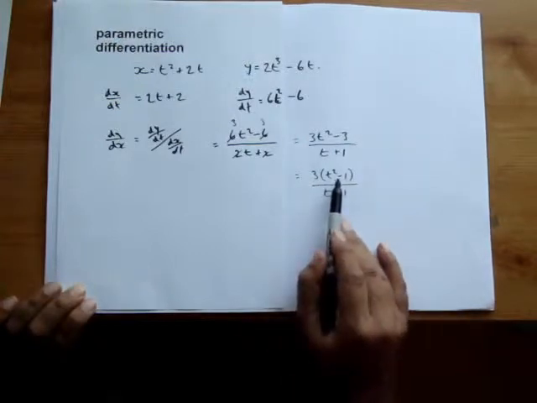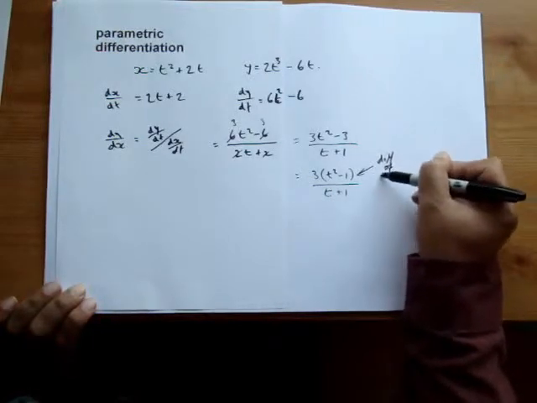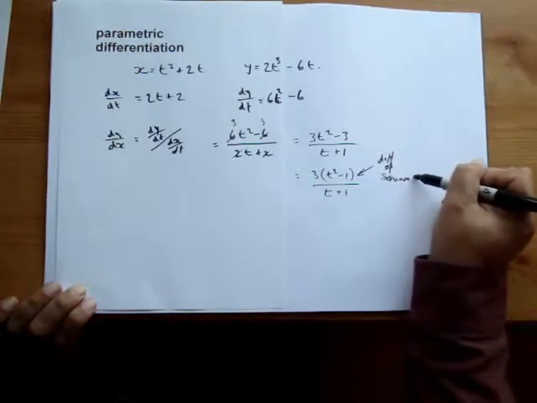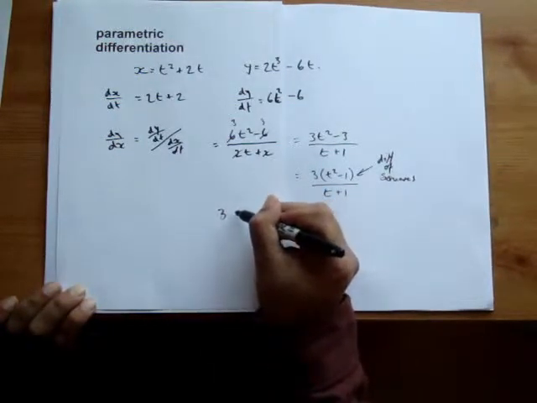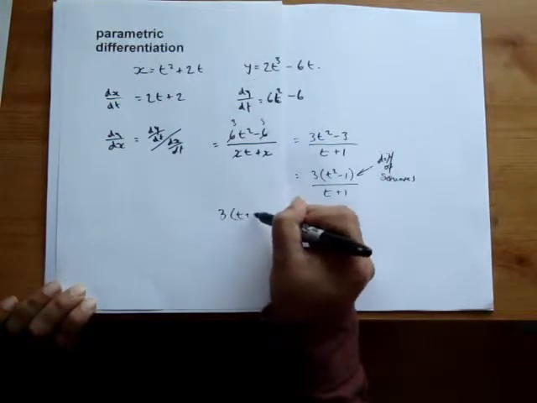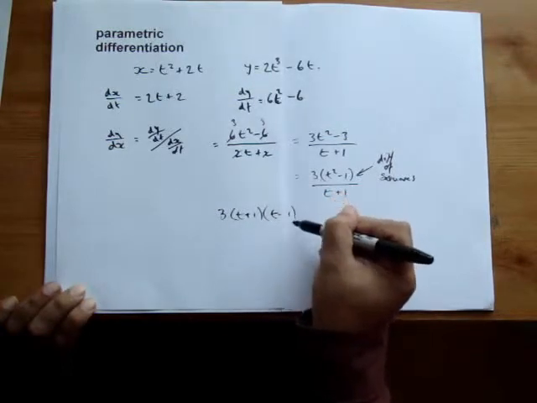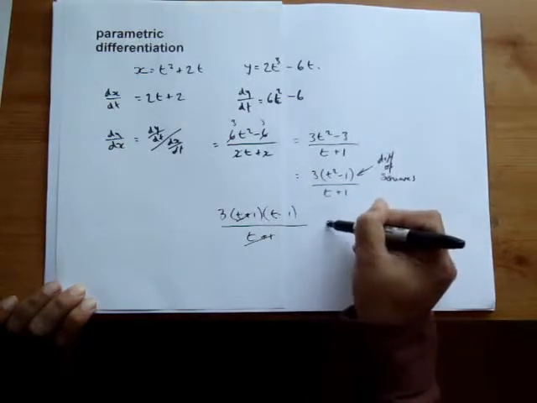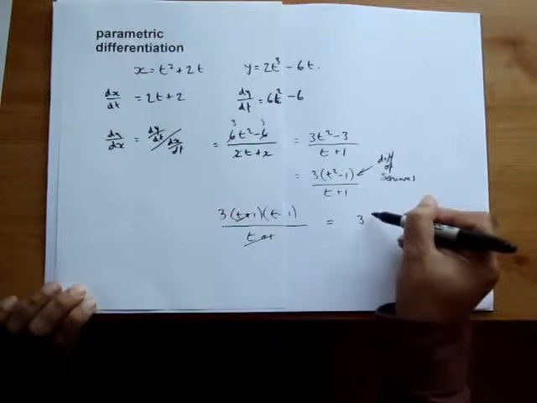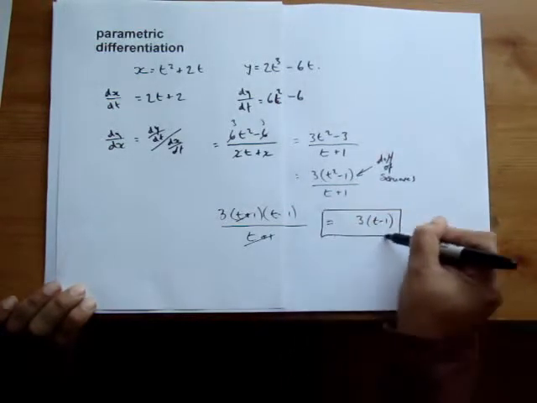Now this is a difference of squares, which then becomes 3 times t plus 1, t minus 1, all over t plus 1. These two cancel, and the eventual answer becomes 3 times t minus 1. And that is our answer.